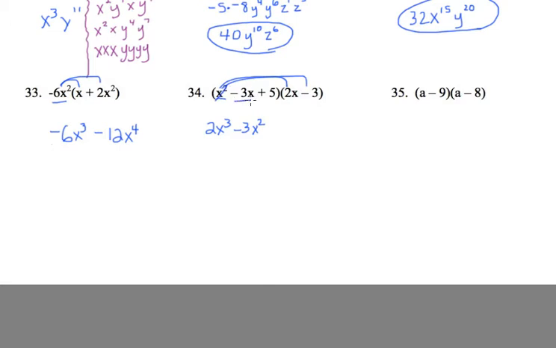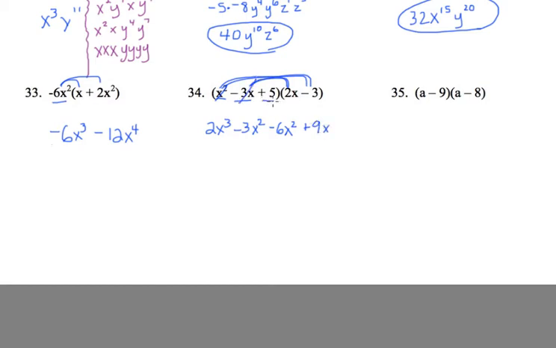Now I'm going to take the negative 3x and distribute it to both of those terms over there. So negative 3x times 2x is negative 6x squared. Be careful, it's easy to make mistakes in here when you're doing so many of these. Negative 3x times negative 3 is going to be a positive 9x. Okay, so I distributed that negative 3x.